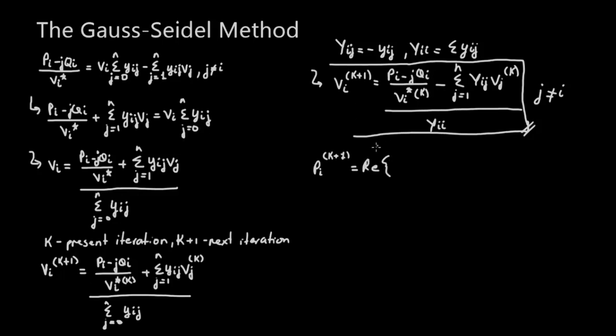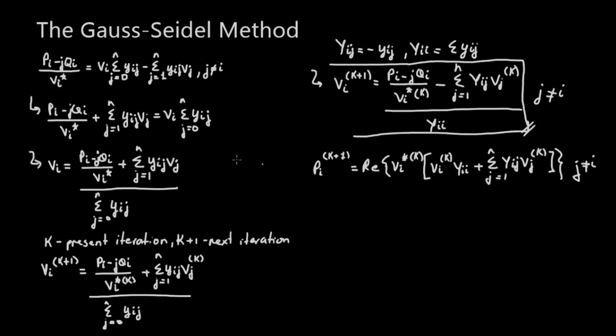of this whole term. So Vi conjugate of k times Vi of k Yii plus the summation as j goes from 1 to n of Yij Vj, and this Vj is of k, and let me close brackets over here, and in here technically again j is not equal to i.